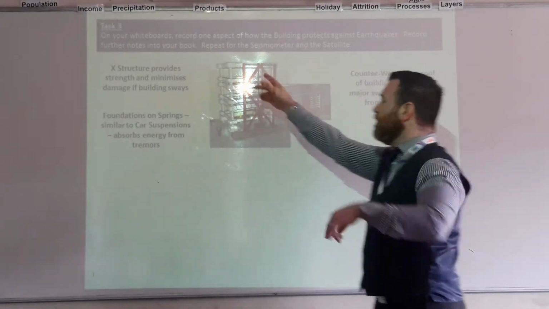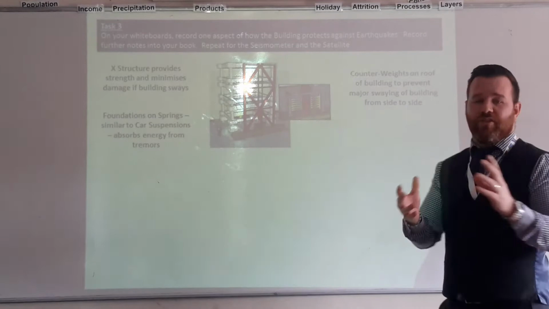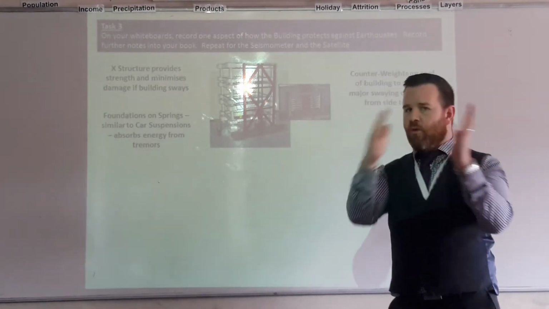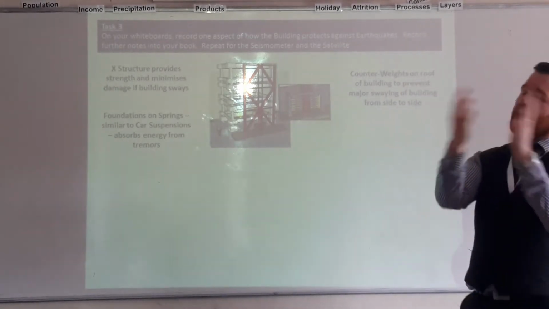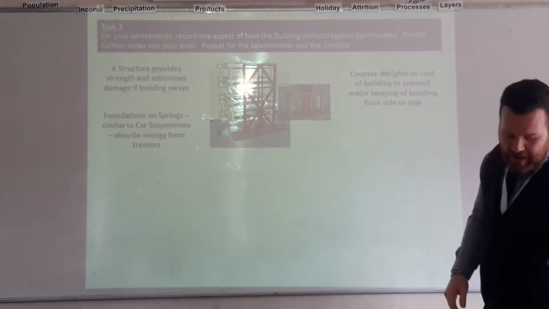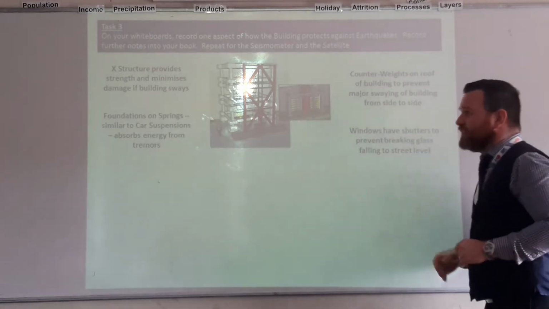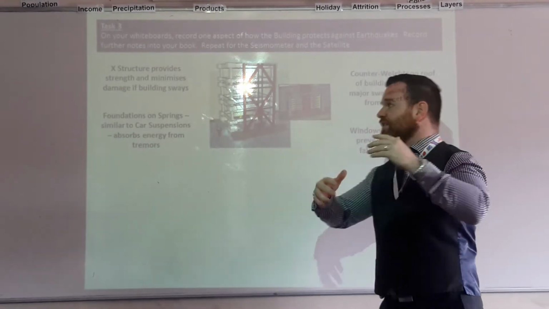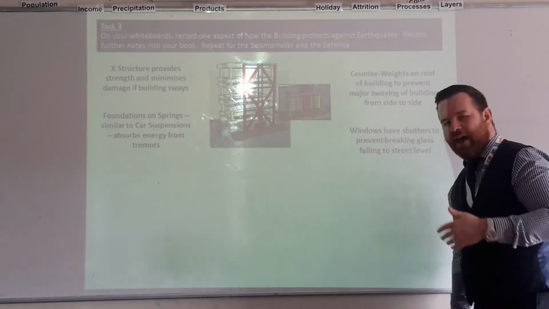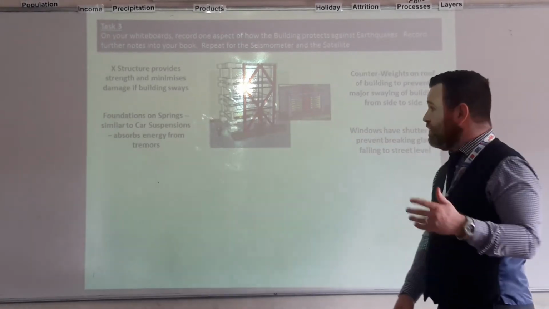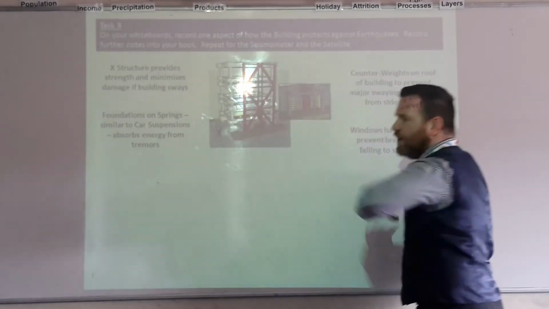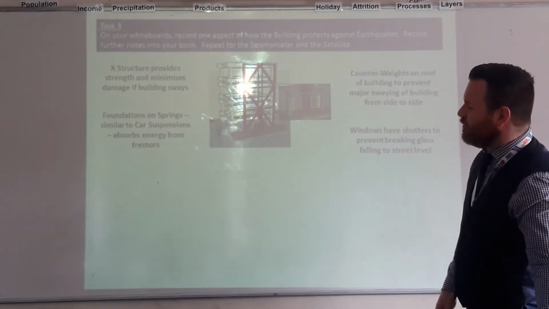Counterweights are often put on the top of the building that are designed to counter the sway, so as the building sways one way, the weights are designed to roll back the other way to try and drag the building back, stop it swaying so far over that it risks toppling. Okay, so we've got our counterweights. And finally, our windows tend to have shutters that will roll down as a tremor is detected, and that prevents any breaking glass from falling down on street level and injuring pedestrians who may be walking below. So a classic earthquake protection method is your earthquake-proof buildings.